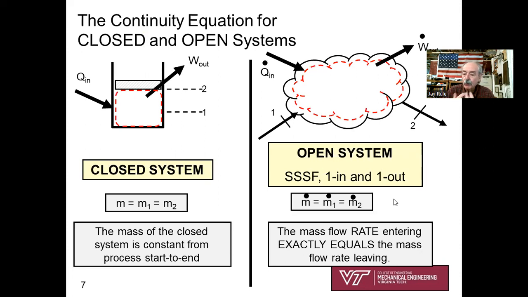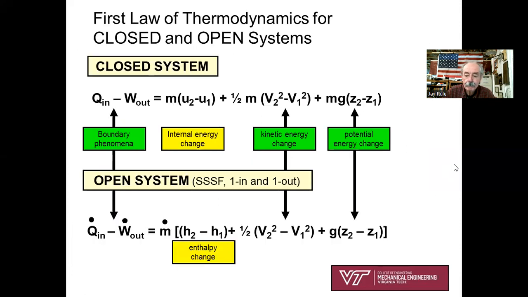A little more complex for an open system. For this situation, let's say we've got an open system that's operating in a steady state, steady flow manner with only one inlet and one outlet. Many of your problems are this category of problems. So, for example, the statement of continuity for an open system, steady state, steady flow, one inlet, one outlet is simply m dot 1 equals m dot 2. The rate of mass flow coming in, that's m dot 1, exactly equals the mass flow rate leaving, m dot 2.